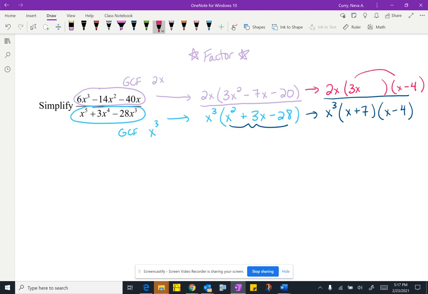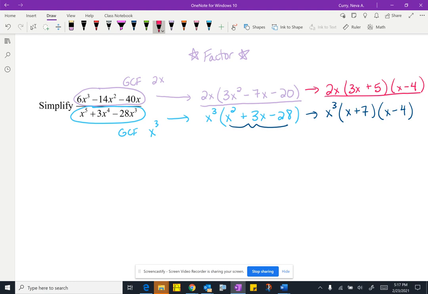Now I know 3x times x is 3x squared. The 3x times the negative 4 is a negative 12x. I need to get to a negative 20 though, so a negative 4 times 5 would get me a negative 20. So that needs to be positive. Well, I've got 5x now and a negative 12x, and those do combine to be negative 7x. So through a game of guess and check, we have the correct factorization. So this is how the numerator has factored and how the denominator has factored.